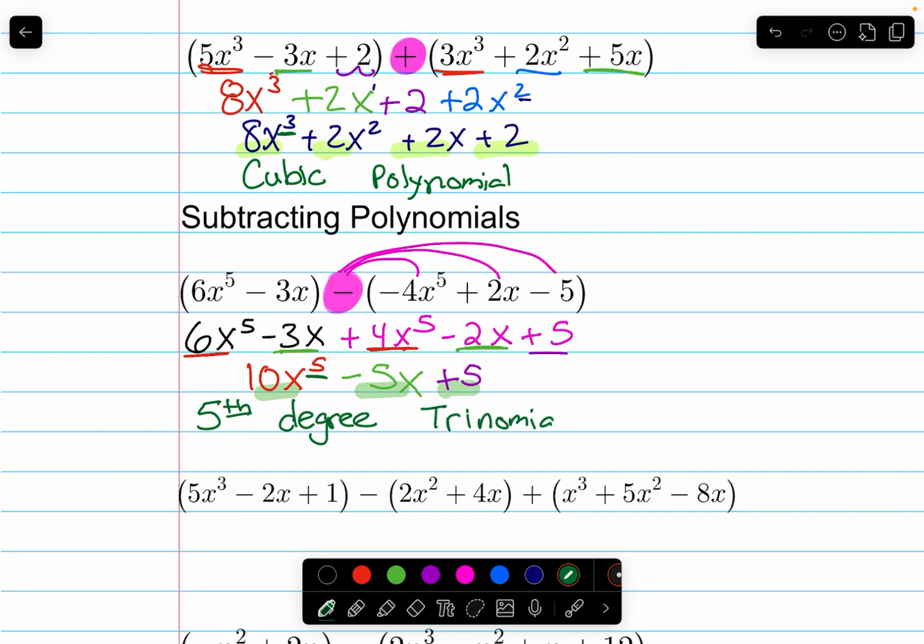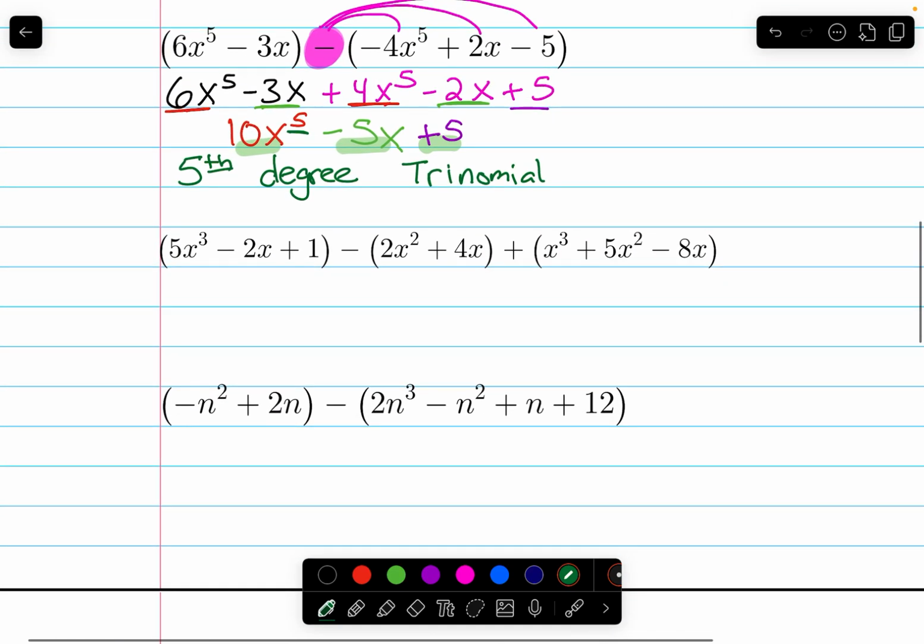Next up. Now, when I look at this problem, I see that I have a negative sign and I have a plus sign. Well, the first thing I want to do is get rid of that minus sign because it kind of makes things a little bit complicated. So the first one doesn't have anything, so I'm going to go ahead and bring that down. 5x cubed minus 2x plus 1.